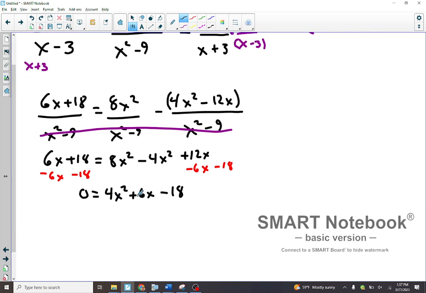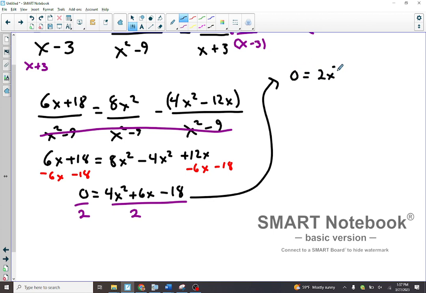So 4x squared plus 6x minus 18. Is there anything in common I can factor out to make my life a little easier? A 2. Because I could divide everything by a 2, including this side, I don't need that 2 anymore, like the 2 I'm factoring out. So it's just 0 equals 2x squared plus 3x minus 9.